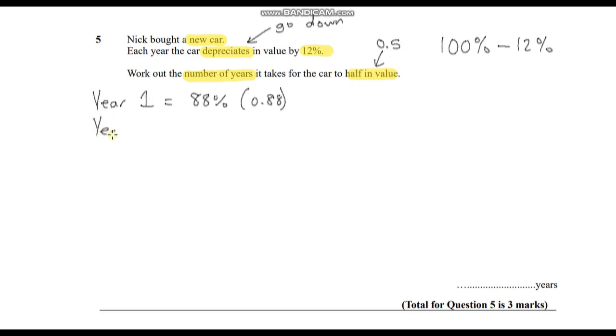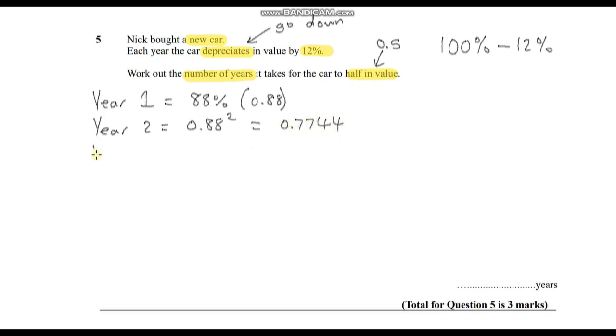So what is it worth after year 2? Well, it's going down by another 12%. So we're going to take 88% of the price from year 1. We're not taking 88% of the original value, we're taking 88% of this value. So it's going to be 0.88 times 0.88, or another way we could think about it is 0.88 squared. Okay, so let's get our calculator out. So 0.88 squared gives us 0.7744.